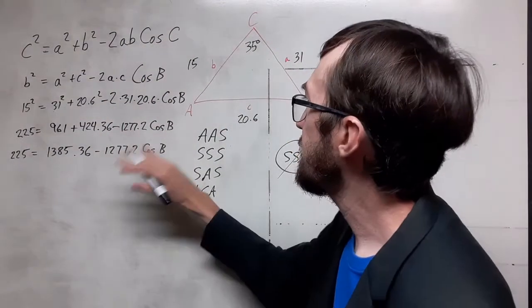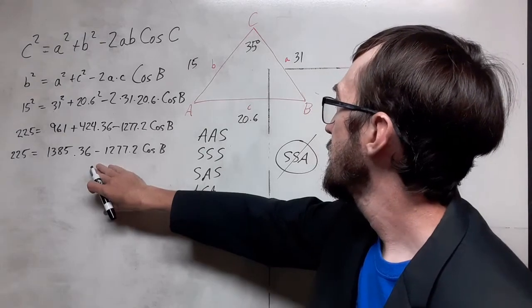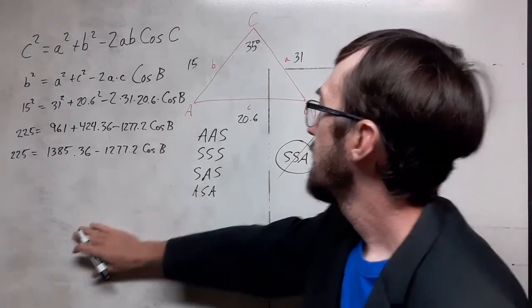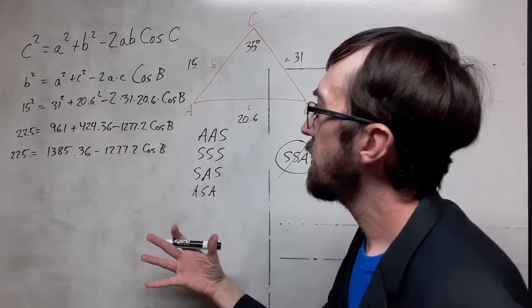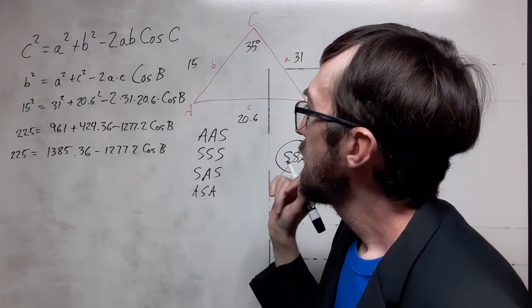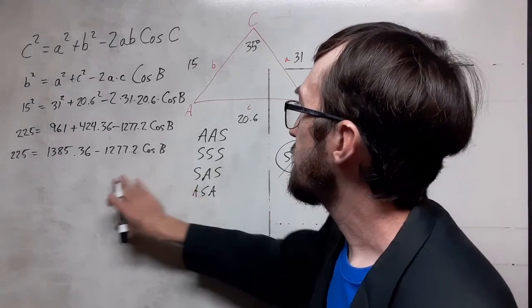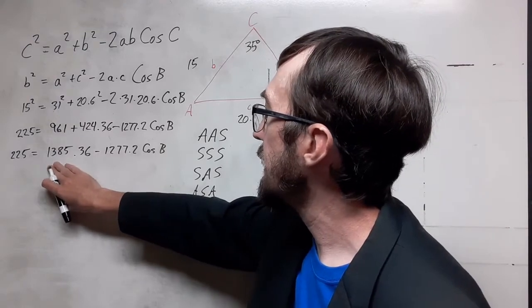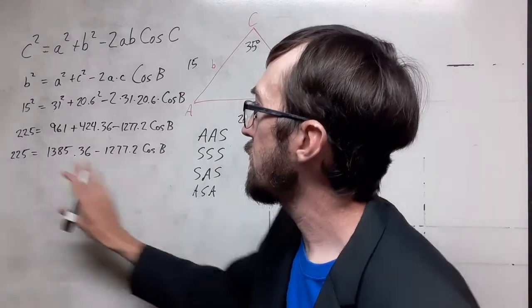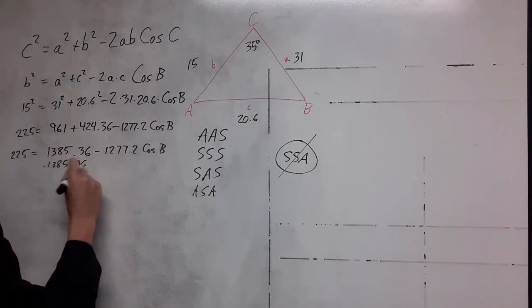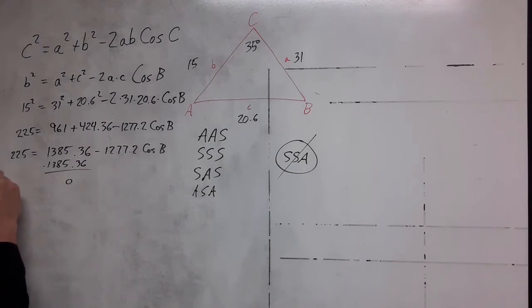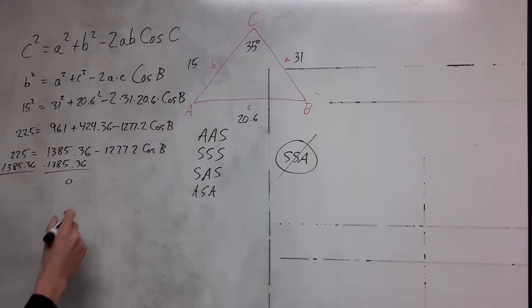All right, I've got it simplified down to where we were before with the subtraction here. Before we had our unknown over here, now we have our unknown here. We need to do a little bit of algebra. We need to get B by itself. So the first thing I'm going to do is subtract this sum from both sides. I'm subtracting 1,385 and 36 hundredths from both sides, and that's going to leave that term by itself.